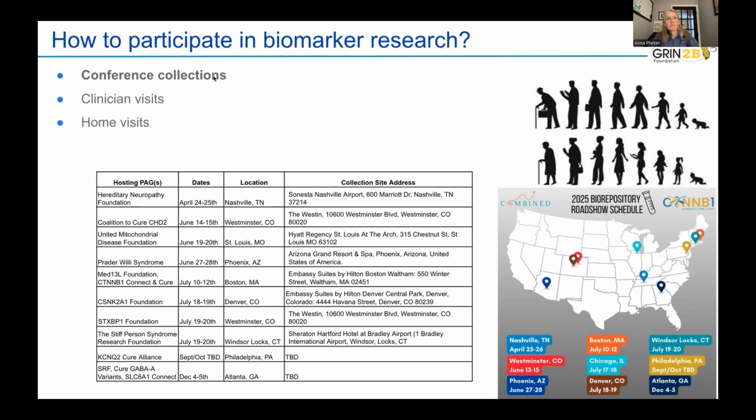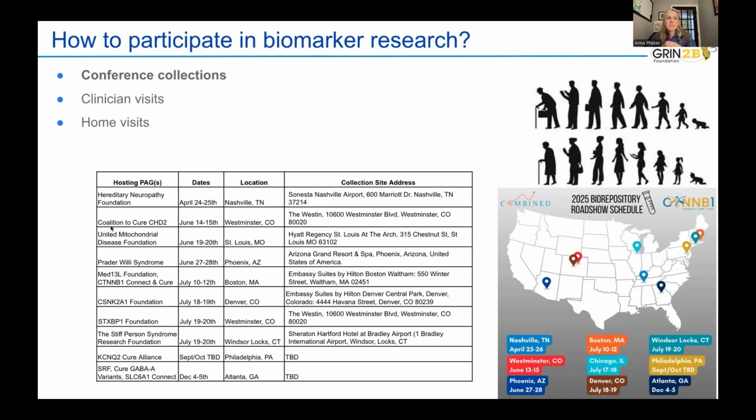So the first one here that I wanted to talk about is the potential to participate in biomarker research at conference collections. So you can see this table here are the different conferences. This stands for Hosting Patient Advocacy Group. These are the different conferences that myself or our biorepository team will go to collect various biological samples. Here are the different dates and locations, and then the specific address. Now, the important thing, and this is a little bit outdated here, but is a beautiful figure, so I included it anyway.